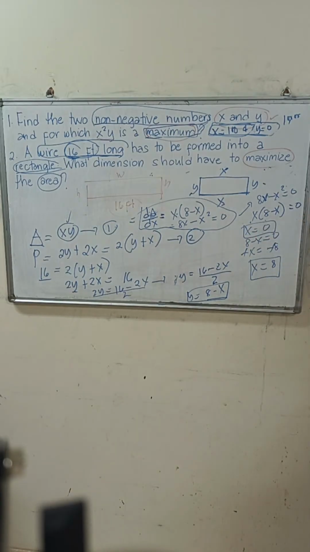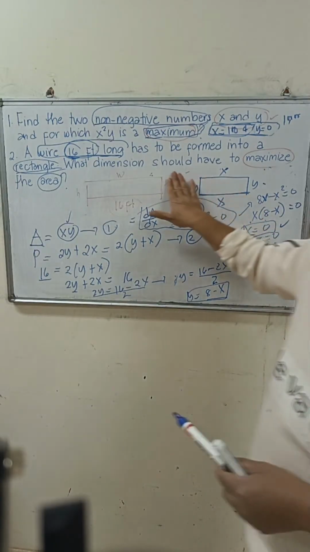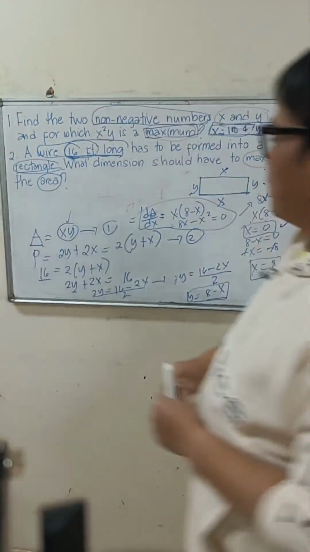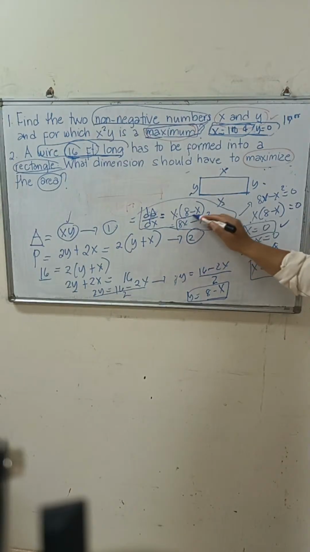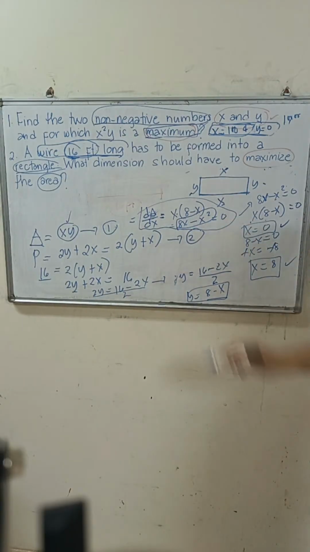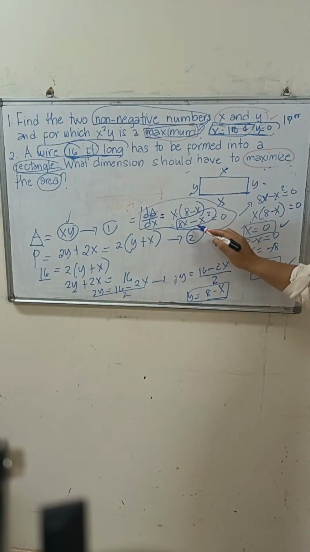Now, we need to test the second derivative so that we can determine what dimensions you have to maximize. Since 0 is nothing, obviously 8 is the correct answer. You don't have to test, but let's just test for the benefit of the doubt. The second derivative of this, because this is the first derivative.